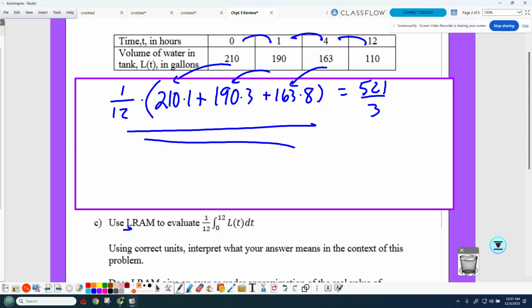Once you get the fraction, do you have to simplify? Mm-mm. Yeah.